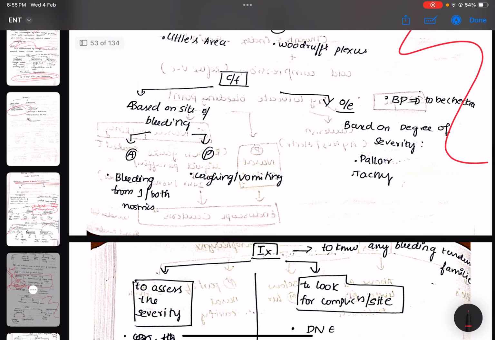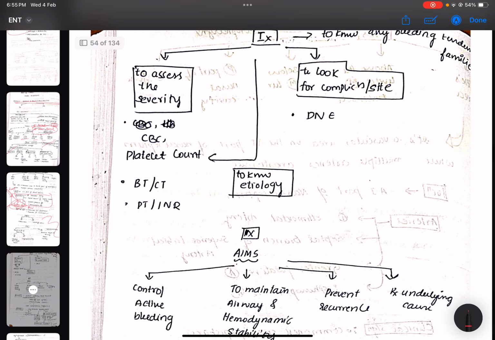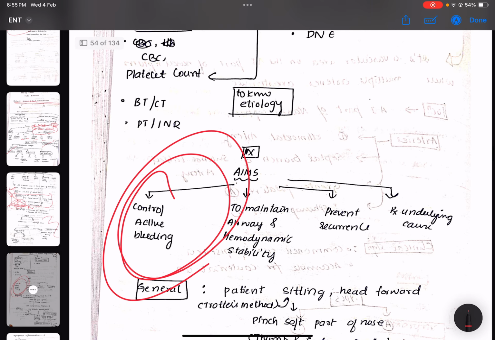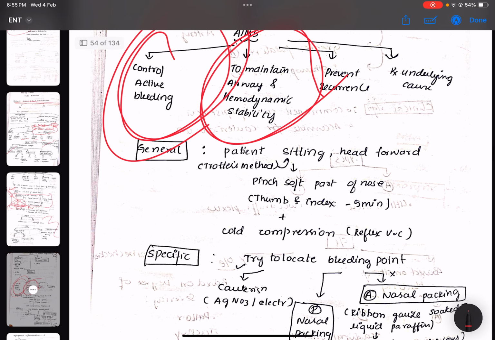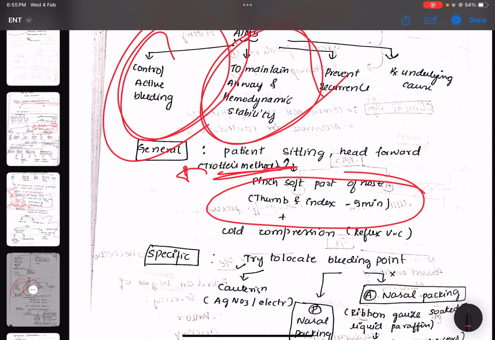Again, these are the things, I'm sure you know it. Again, the aims, this is the major thing. Then again, how do you control it? First, you obviously go with Trotter's method. But if it's not able to control, what is the next thing you do? Cautery. You can do chemical cautery with AgNO3 or electrocautery, that is you use bipolar, since it has 2 things, so that other neurovascular structures which are present are unharmed.